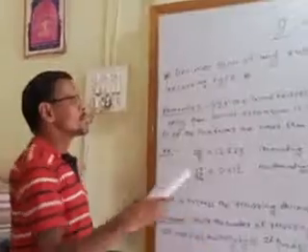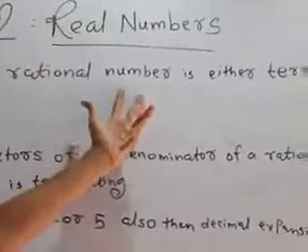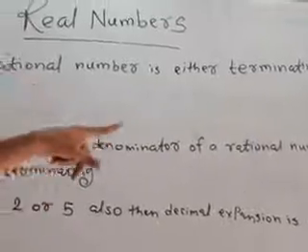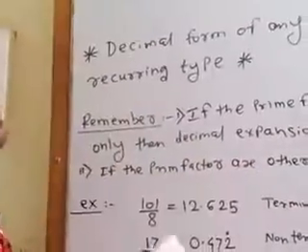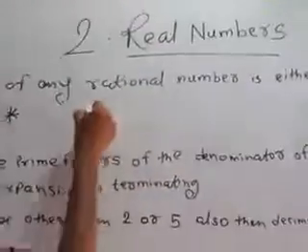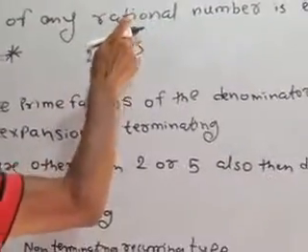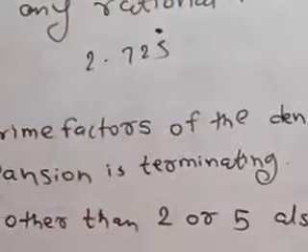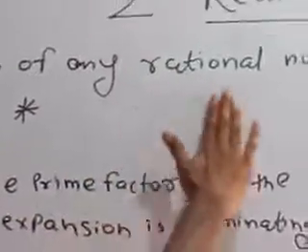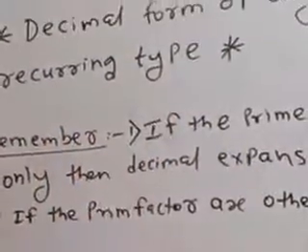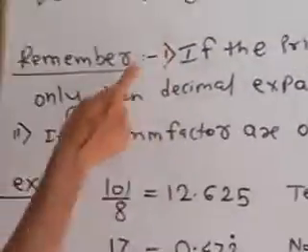Next point: the decimal form of any rational number is either terminating or non-terminating recurring. Terminating means the division will be completed, so we get remainder 0. Non-terminating recurring has a symbol of recurring, for example 2.725, and if a single number is repeated, then there is a dot on that number. This is called the non-terminating recurring type. But there are properties to identify terminating or non-terminating recurring type. So remember, there are two notes.